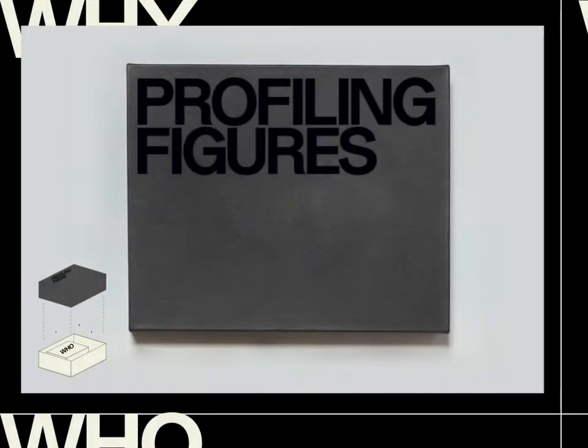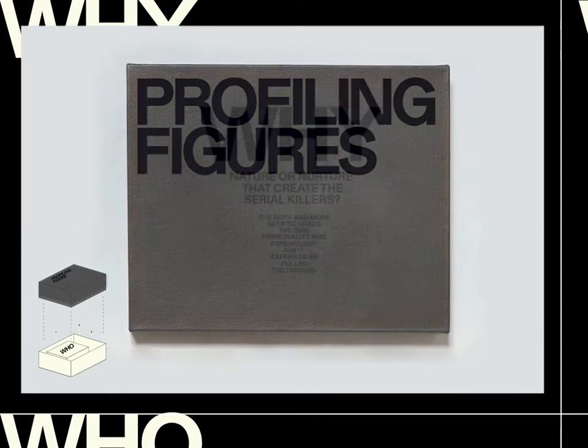Profiling Figures is my conclusion on the investigation of Zodiac Killer, Richard Ramirez, and Dennis Rader. The concept of this project is to organize found evidence from serial killers, which mainly are publications. And after that, I make the scientific explanation visible by silk screening the text on top of the evidence. The art direction of my project is static and clear.